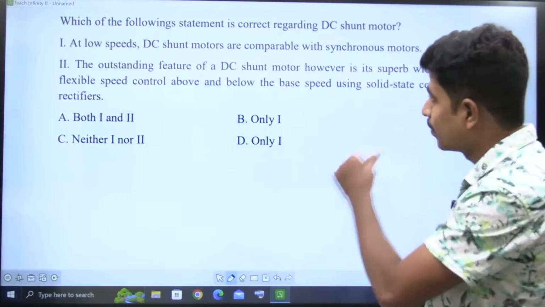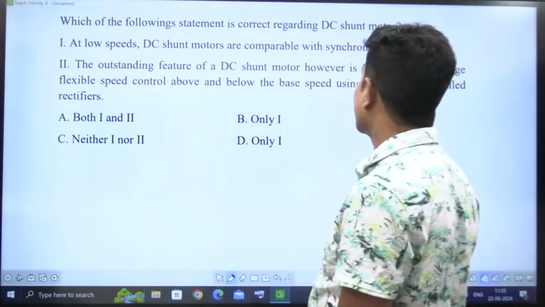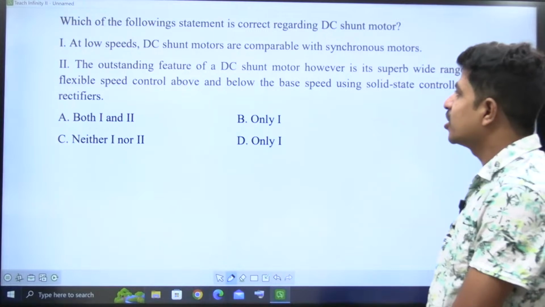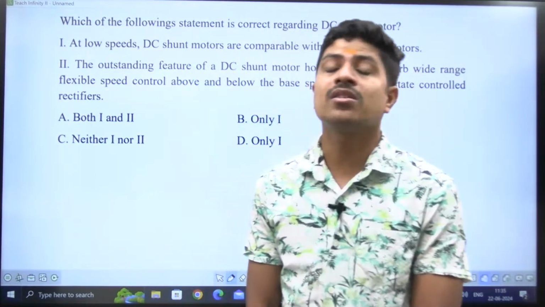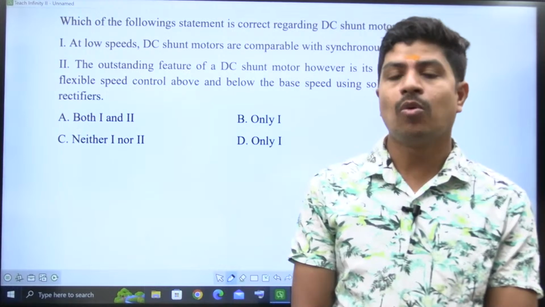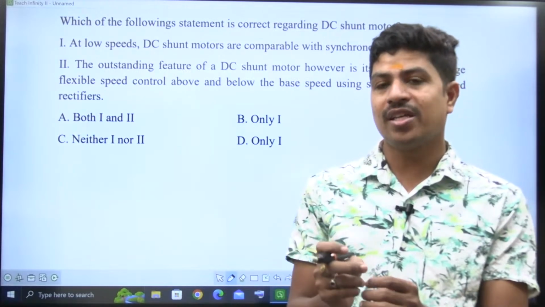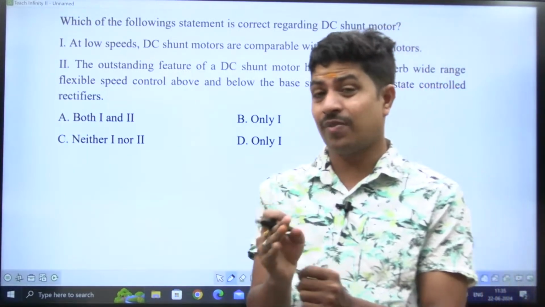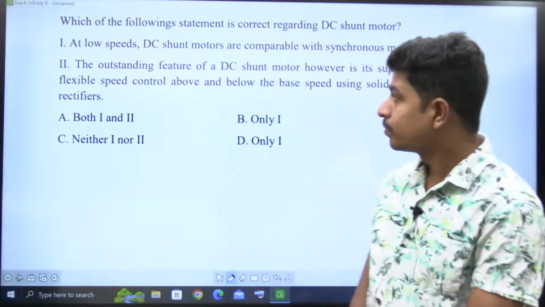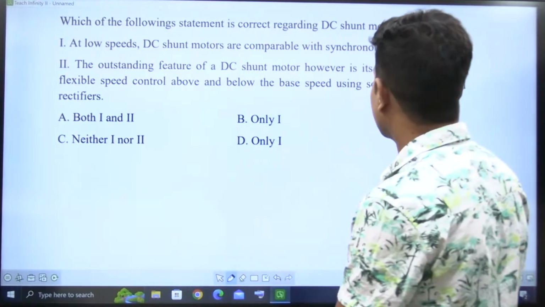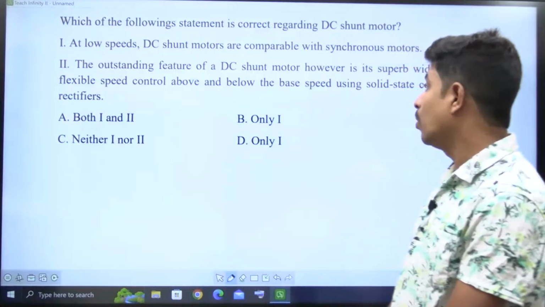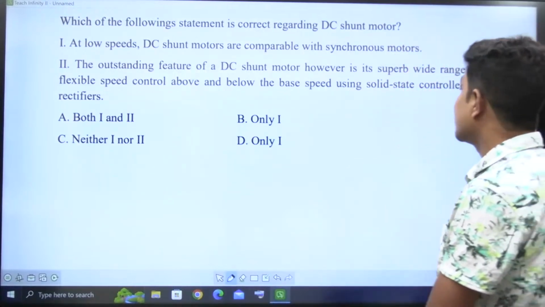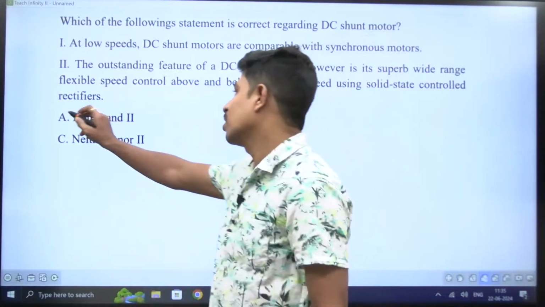Next question. Which of the following statements is correct regarding DC shunt motor? At low speeds, DC shunt motors are comparable with synchronous motors. Yes, a synchronous motor is a constant speed motor. When the load changes, the variation in the speed of a DC shunt motor is also small, just like that of a synchronous motor. Okay, the outstanding feature of the DC shunt motor, however, is its wide range flexible speed control above and below the base speed using solid state controlled rectifiers. Yes, both 1 and 2 are correct.